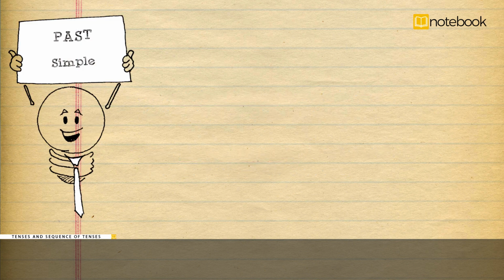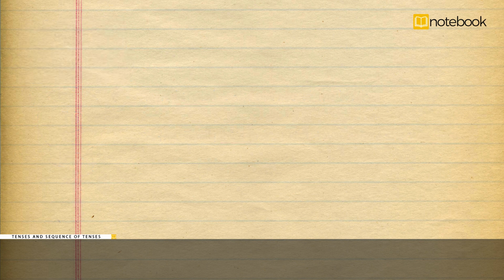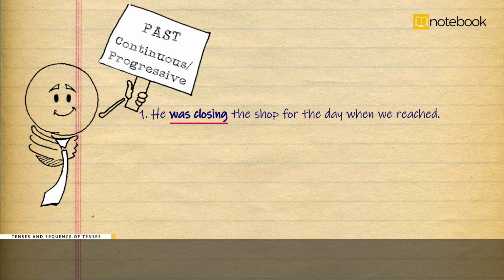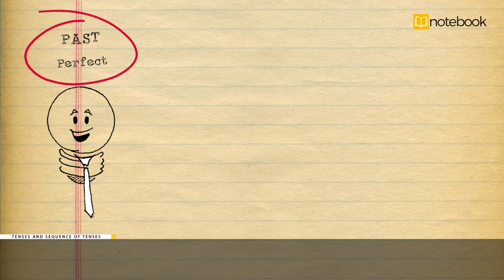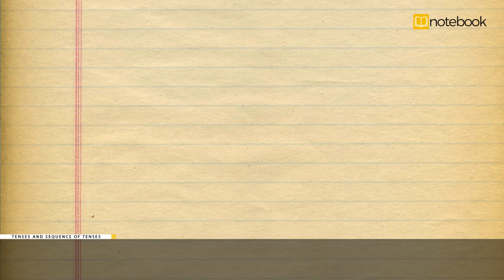Past simple. He listened to the murmur of the brook. Her family lived in a smaller town before she was born. Past continuous or progressive. He was closing the shop for the day when we reached. They were getting accustomed to his gimmicks. Past perfect. He had turned off the oven before leaving the house. We had never known Jessie lived so close by.